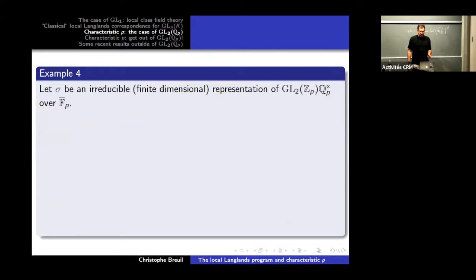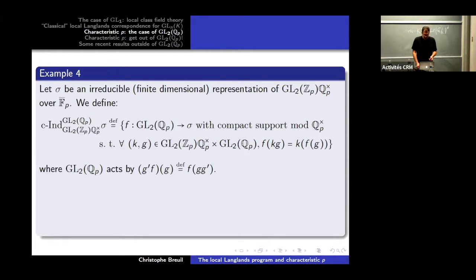Okay, maybe another example, because it's not too complicated to state. Let me take sigma, which is an irreducible finite dimensional representation of GL2 ZP QP cross. Maybe you can forget the QP cross. The interesting thing is GL2 ZP here over FP bar. For instance, you can take the trivial representation for sigma. And then I'm going to define another functional space, another kind of induction. This time I do not induce from the Borel, but I induce from GL2 ZP QP cross to GL2 QP. So the eigenfunctions from GL2 QP to sigma, which have compact support modulo QP cross. This is the meaning of the C, N. This is compact induction, compact support modulo QP cross, and which satisfy the same kind of functional equation.